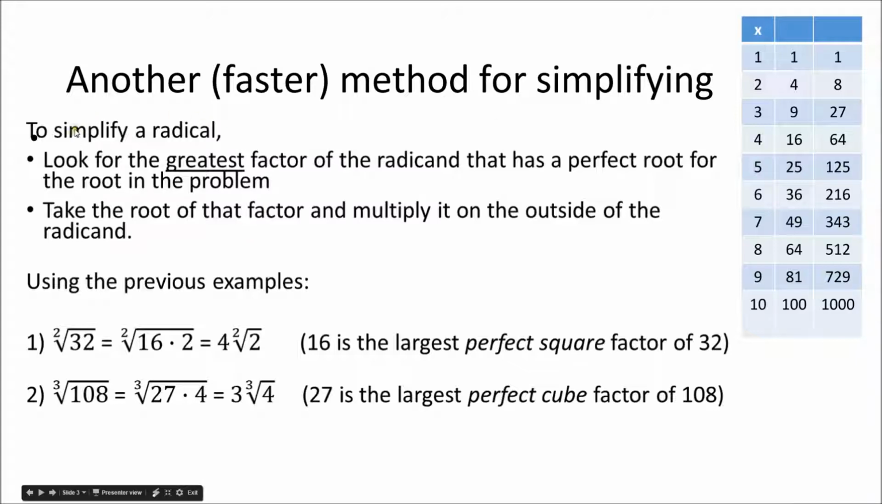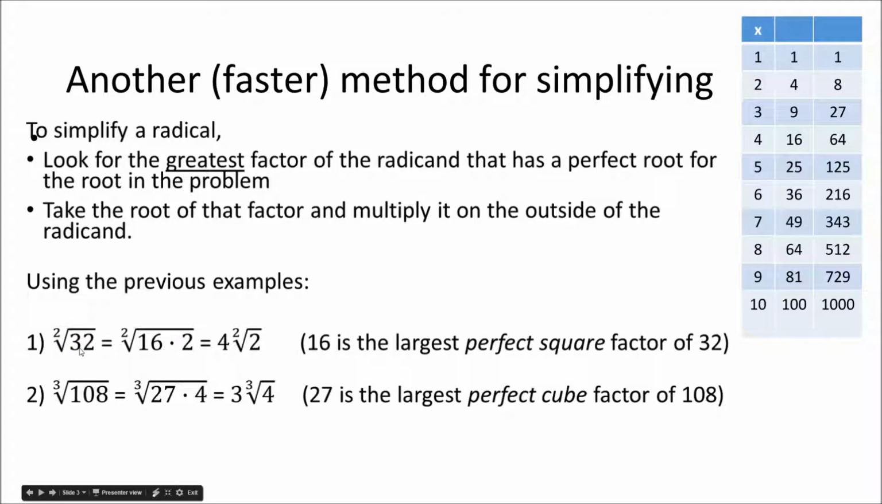So for my method, it says look for the greatest factor of the radicand that has a perfect root for the root in the problem. So let me just jump down here to this first example. And these are the same numbers we just used. The way I like to answer the question is this. Can I take the square root of 32?